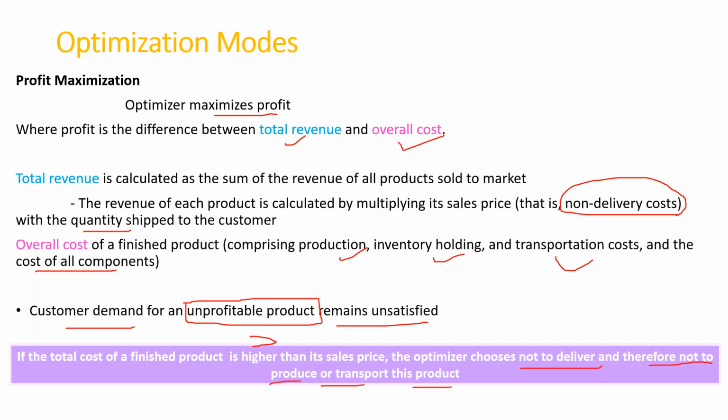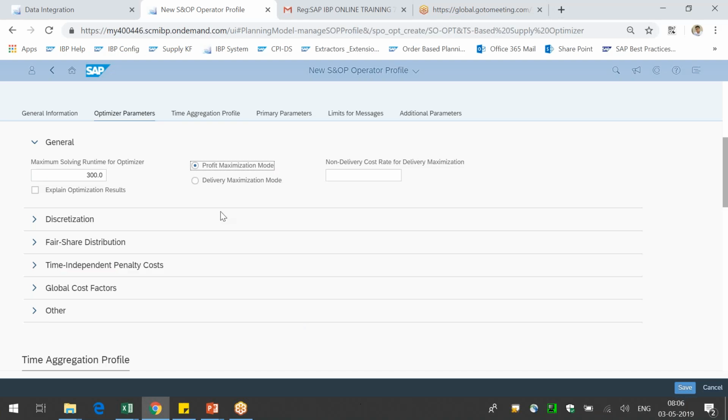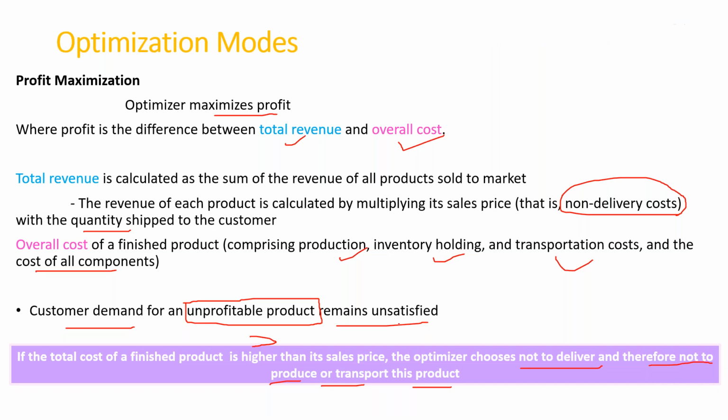And what is delivery maximization? Delivery maximization means that it wants to deliver as much as possible. The cost will still have an impact, but the purpose is to deliver as much as possible. That is delivery maximization. In the back end, the moment you say this is delivery maximization, the system just assigns a very high non-delivery cost in the backend.